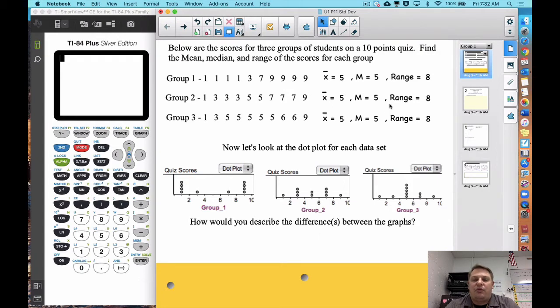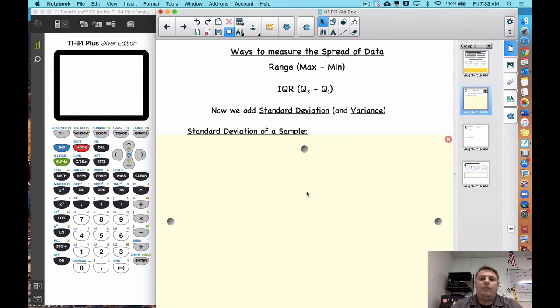So we need some other way to measure what's going on here, because our mean, our median, our range is exactly the same for three sets of data that are not exactly the same. So, some ways that we measure spread. We talked about the range before, max minus min. That's one way to measure how spread out your data is. IQR is another way to measure spread, taking Q3 minus Q1. We're going to add a new measurement for spread that will help us with that last scenario, called standard deviation.